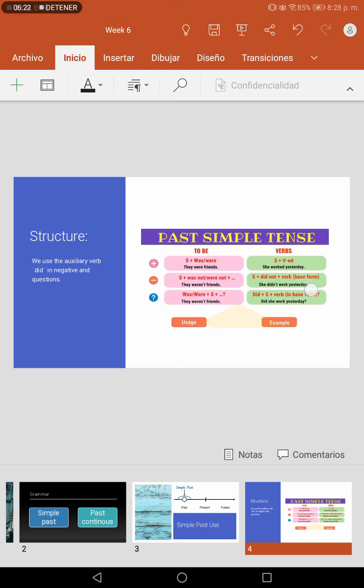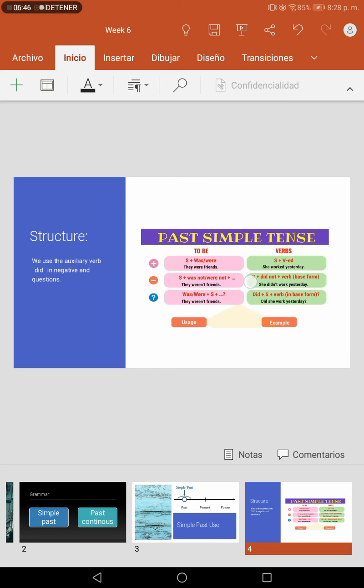Now, what happens when we have negative sentences? When we have negative sentences and questions, we're going to use the auxiliary verb did. Did is going to give the sense of the past to the verb because now the verb is going to stay in base form. That means not regulars, not irregular verbs.